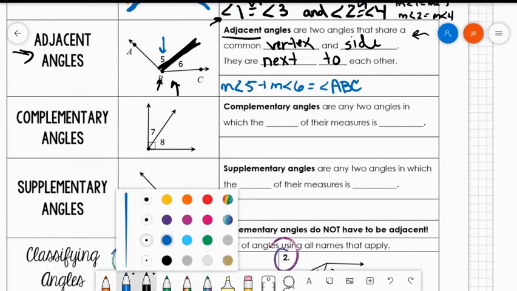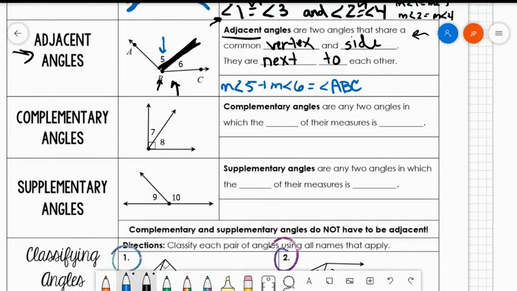Hopefully complementary angles is something that's familiar to you. All complementary means is that when I take the angles and add them up, their measure is 90 degrees. They don't necessarily have to be next to each other like this, but they certainly can be. And the way that helps me with problems, the measure of angle 7 plus the measure of angle 8 equals 90 degrees.